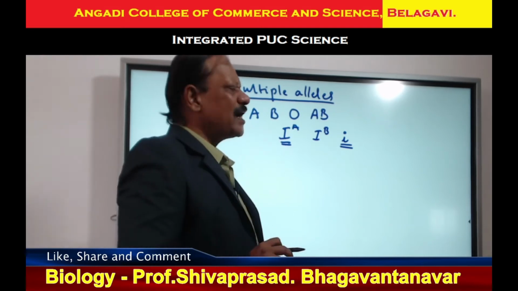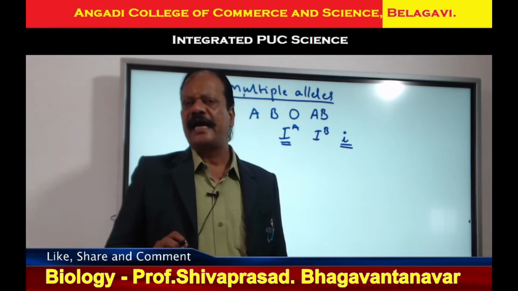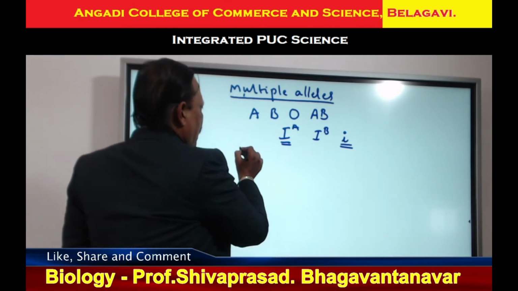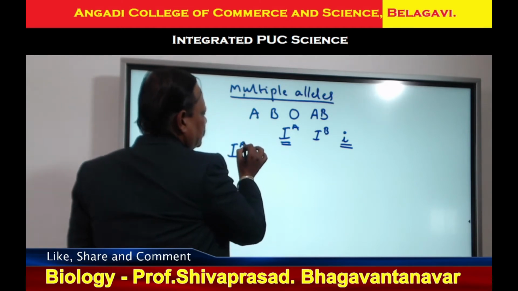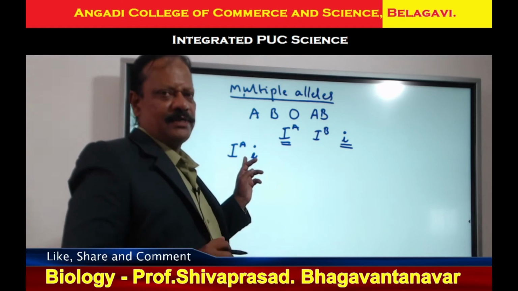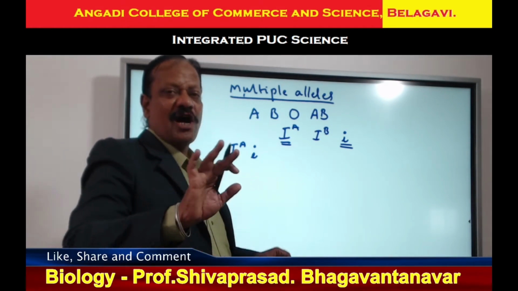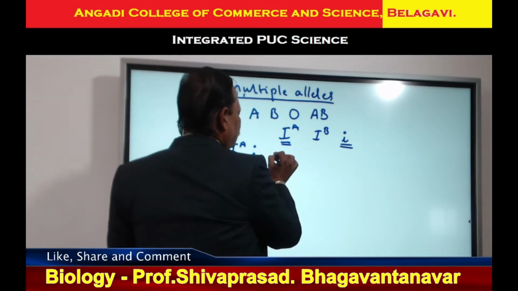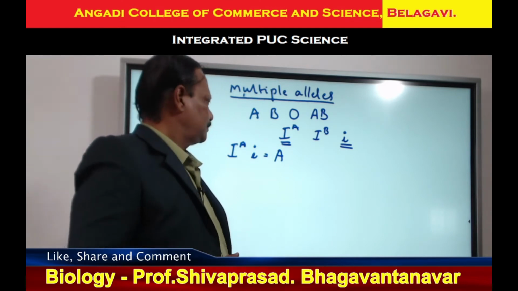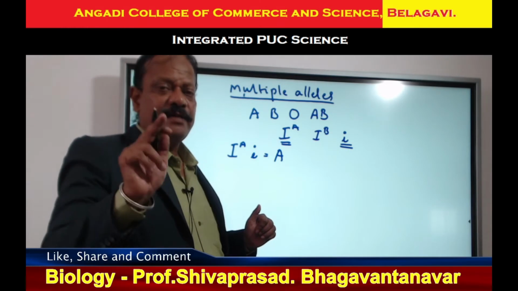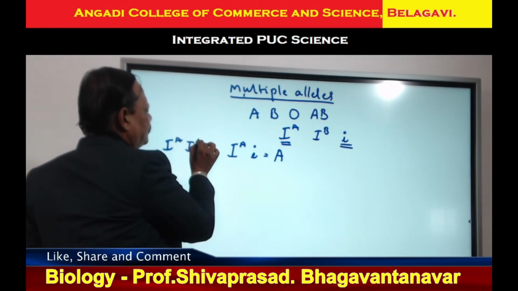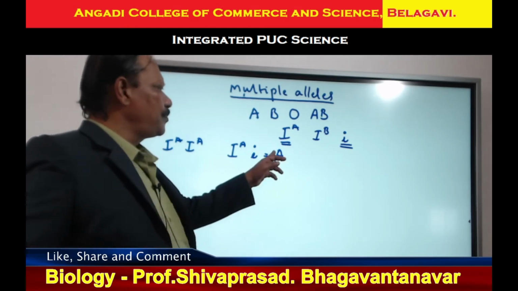So see, now what I said, any human body contains two genes or two alleles. Now here, if you are taking IA and i, IA has a sugar polymer or a sugar, small i does not have any sugar, so the blood group becomes A. IA i, the blood group becomes A. This is the heterozygous condition. And if you are observing the homozygous condition, here IA and IA, they make blood group A.